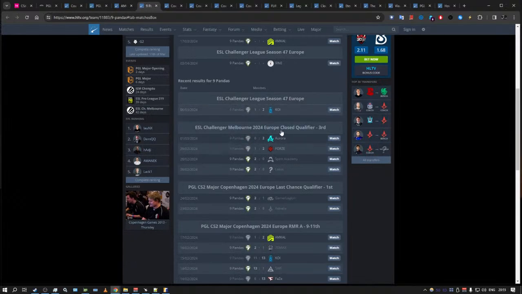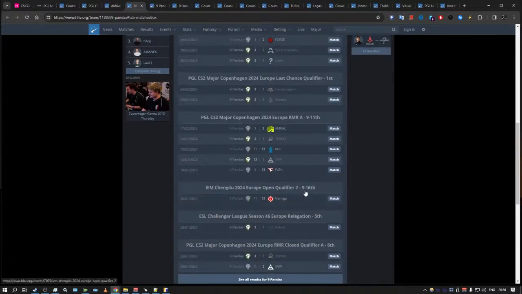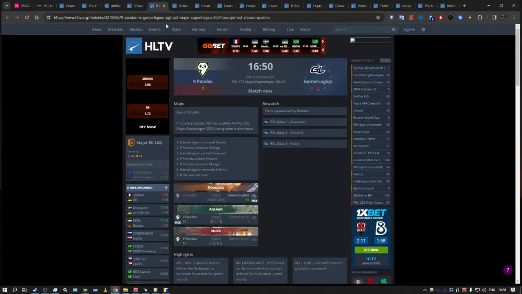I mean, that's not great that they're losing to Aurora, Forza. Okay, they're winning against Spirit Academy, but who cares really? Astralis, Gamer Legion. Okay, and the Gamer Legion match I think was pretty close. But then you see in the derby against Amcal, they did lose. So if they would, and this is the match that they will play. They lost to Saw, but then they beat Saw. So maybe they will prepare better.